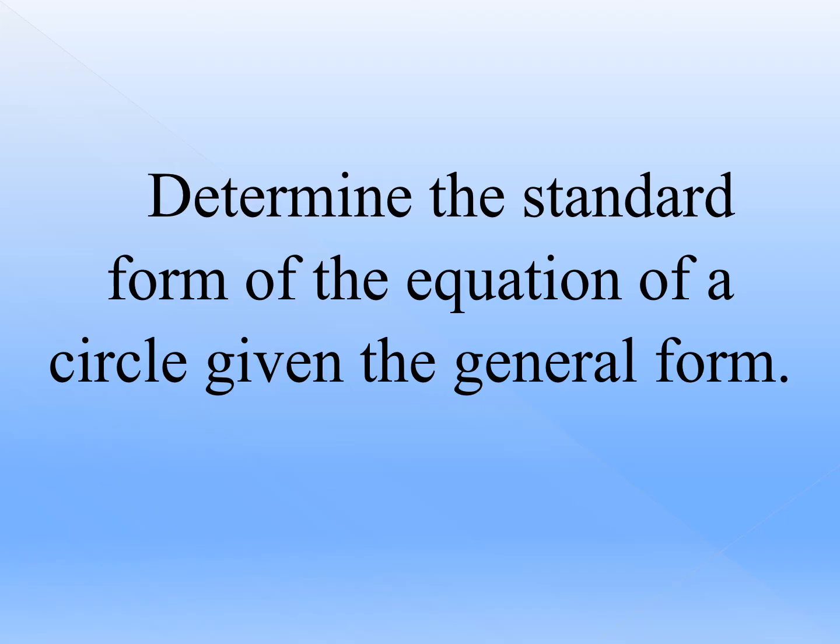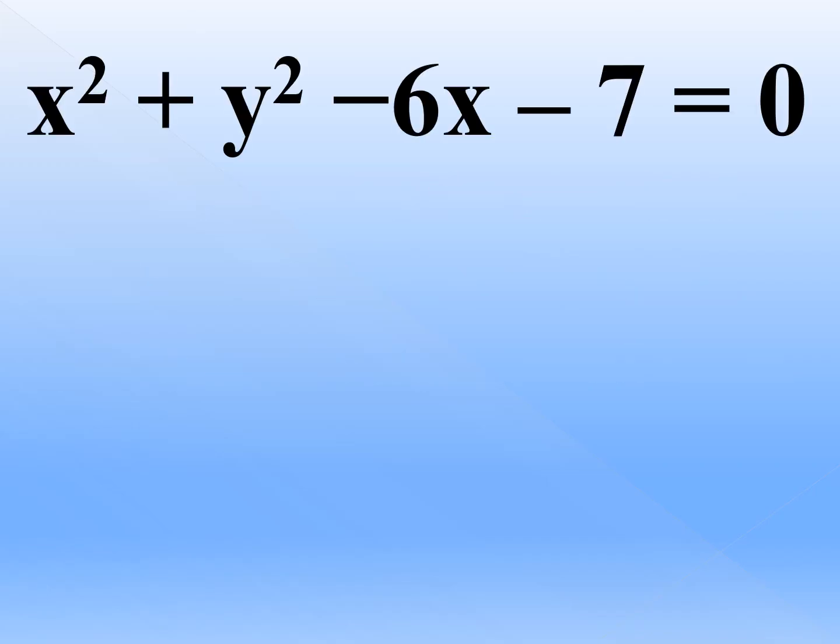Let us now proceed with determining the standard form of the equation of a circle given the general form. Okay, this is the given: x squared plus y squared minus 6x minus 7 equals 0. So this is the general form of the equation of a circle. To determine the standard form, we're going to combine like terms.